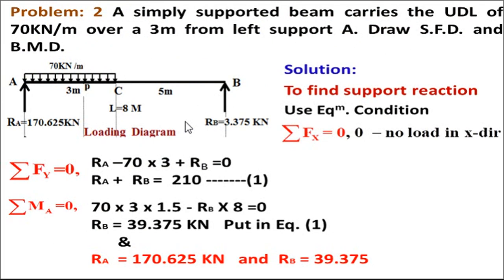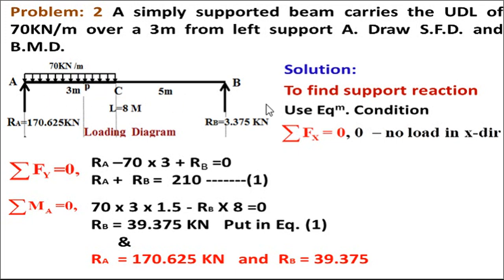Next one, problem number 2. A simply supported beam carries a UDL of 70 kN per meter over a span of 3 meter from the left support. Draw SFD and BMD. Now you can see this is a simply supported beam carrying only a UDL, and the intensity of the UDL is 70 kN per meter over a span of 3 meter.